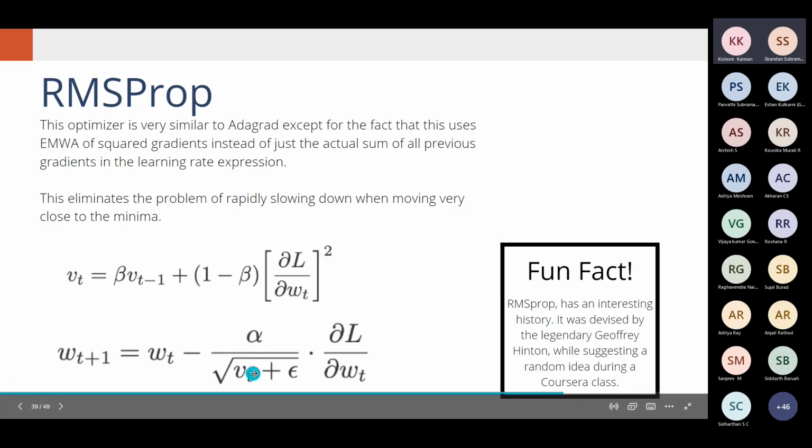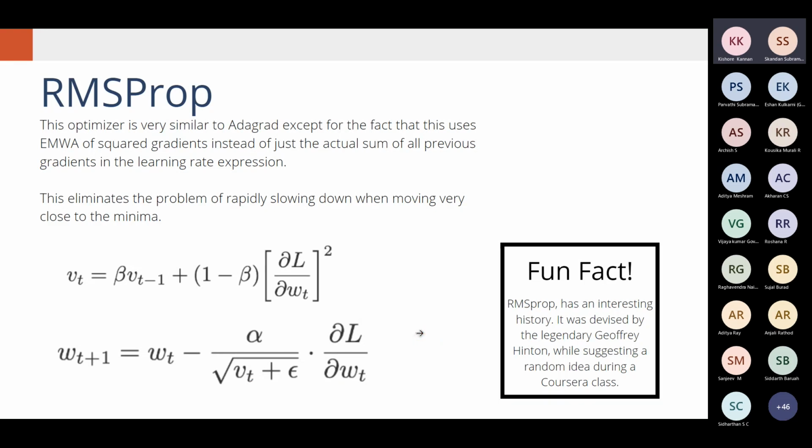Sorry. Yeah, that is the only difference between RMS prop and Adagrad. And why do we have to create something like this? Because Adagrad has a problem.